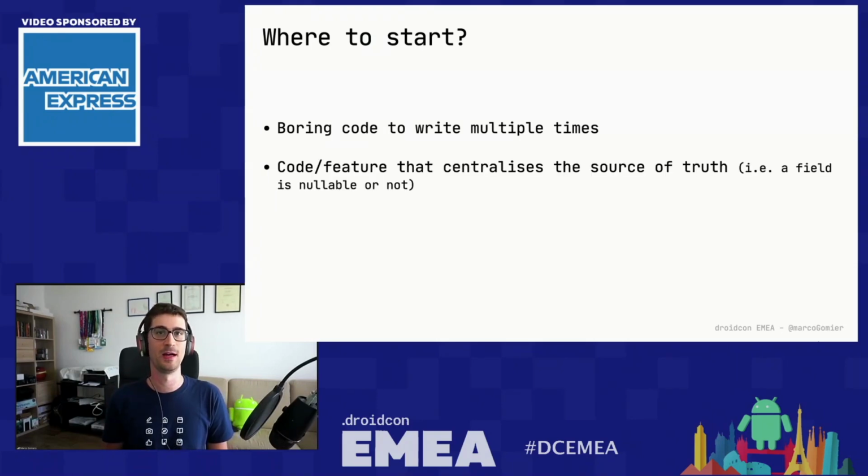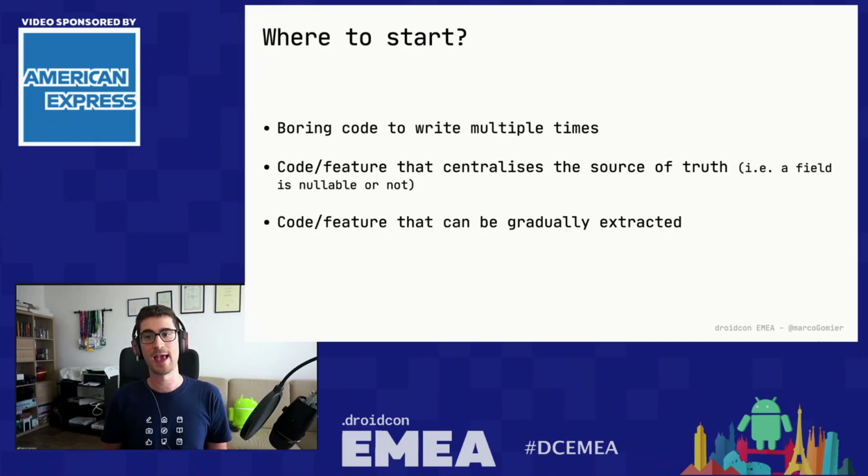Or we can start from a feature or piece of code that centralizes the source of truth, because in this way, with a single source of truth, we have also a single point of failure. So, for example, we can put in one place the information that a single field is nullable, like the data class that I told you during the story, or some variables or some constants. Because if there is an error, there is only one place to go and fix.